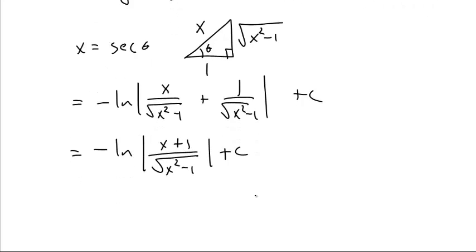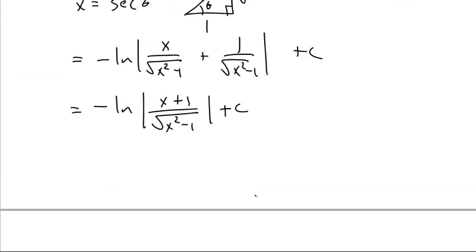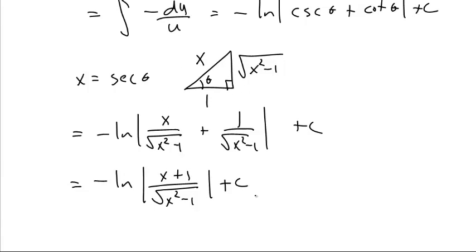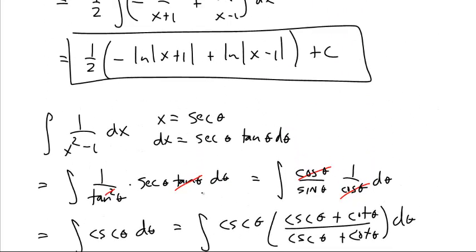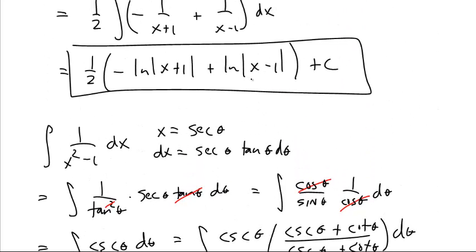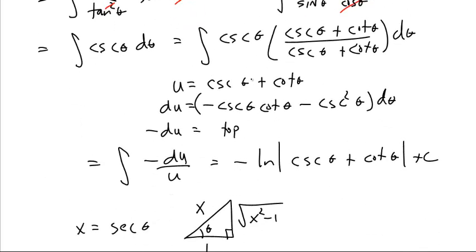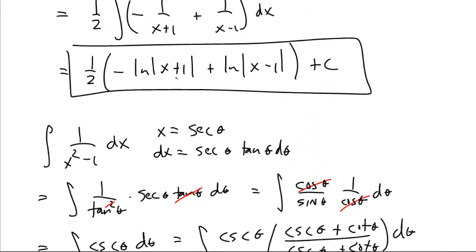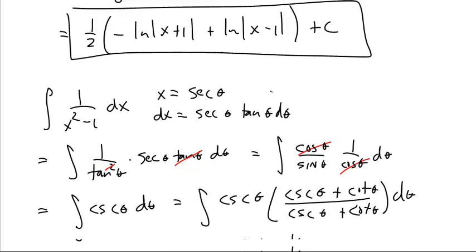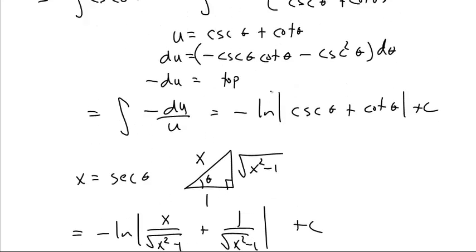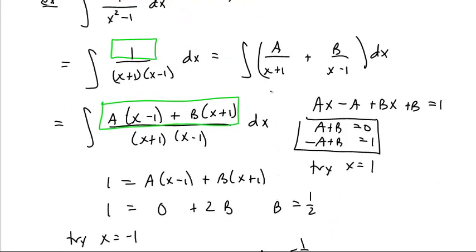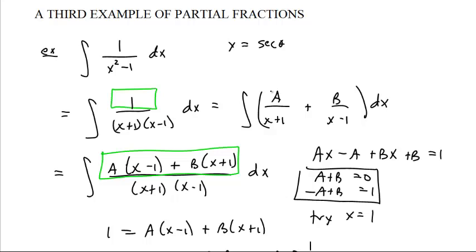Oof. Anyway, this is the same answer. You can break this up into the natural log of x plus 1. Where is it? The natural log of x minus 1. Oh, wait. Natural log of x plus 1 is right there. And the 1/2 explains the square roots. I'm going to stop here. Suffice to say, partial fractions can be a whole lot better. Let's be done with this.